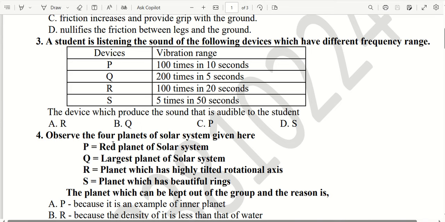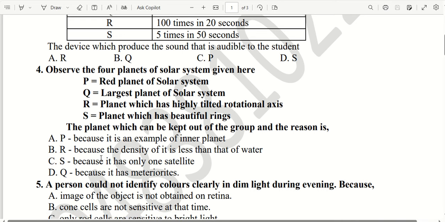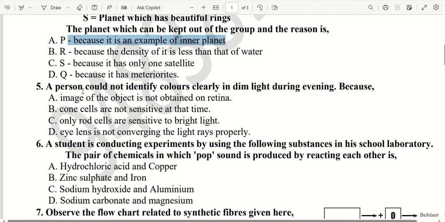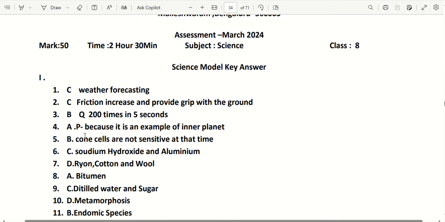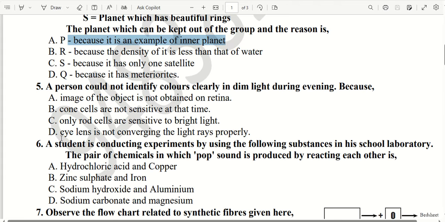Observe the four planets of the solar system given here, P, Q, R, S, and which is the correct one. The fourth question: option A, that is P, is correct because it is an example of an inner planet. Then the fifth question: a person could not identify colors clearly in the dim light during evening because the cone cells are not sensitive at that time. Option B is the correct answer.